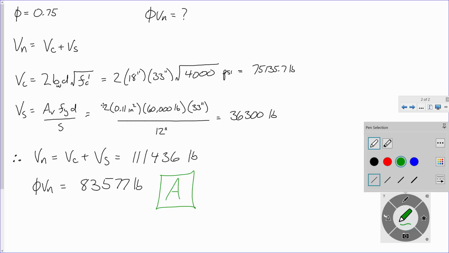See, this one's simple, isn't it? Next one's going to be even simpler.